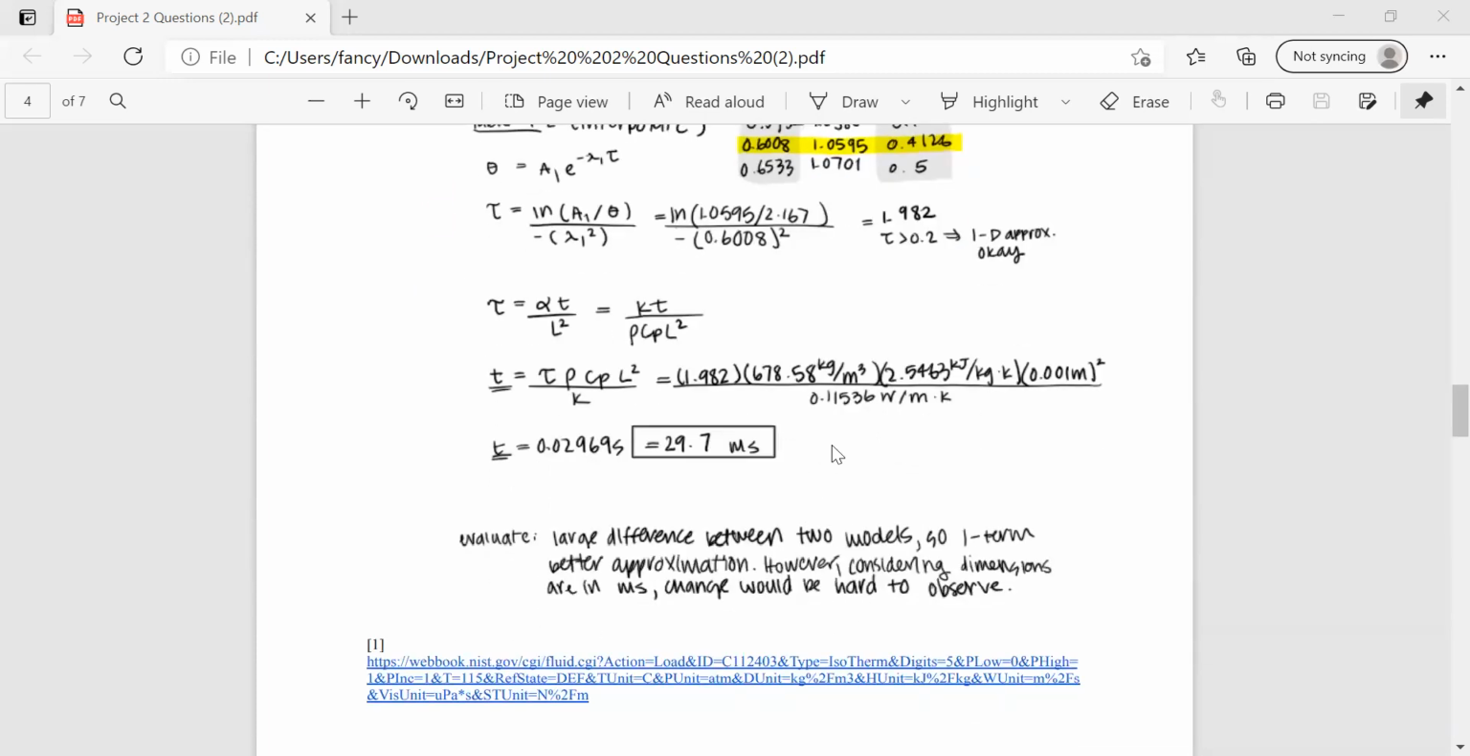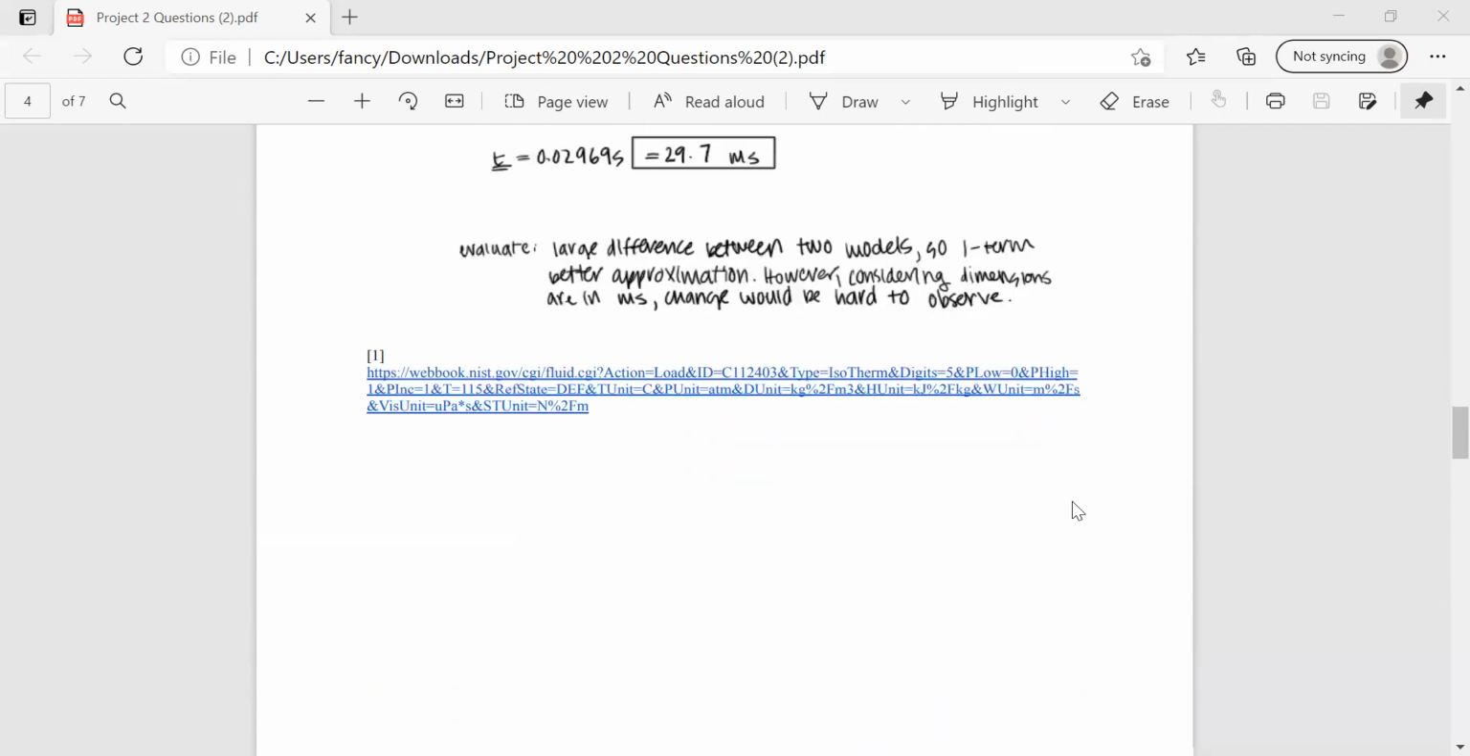So this is a big difference in terms of milliseconds, but since the dimensions are so small, it's likely that this difference is not going to be observable.